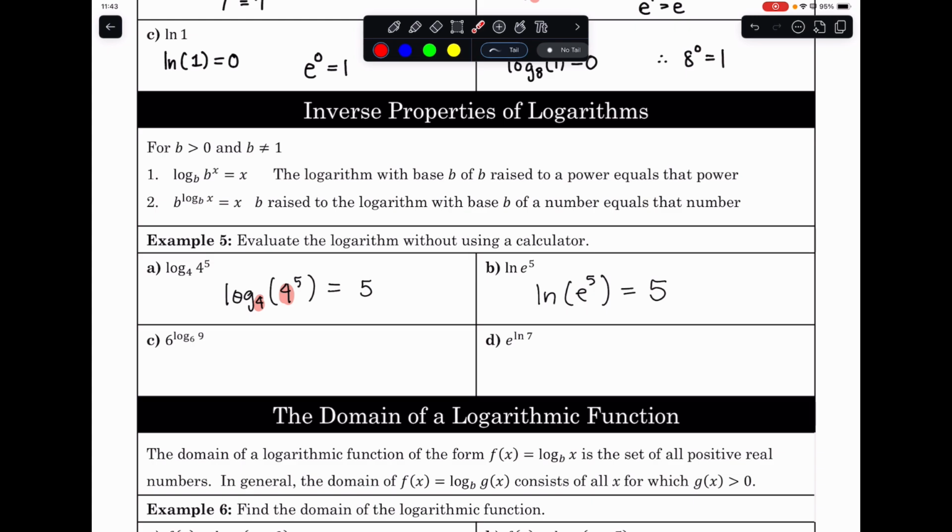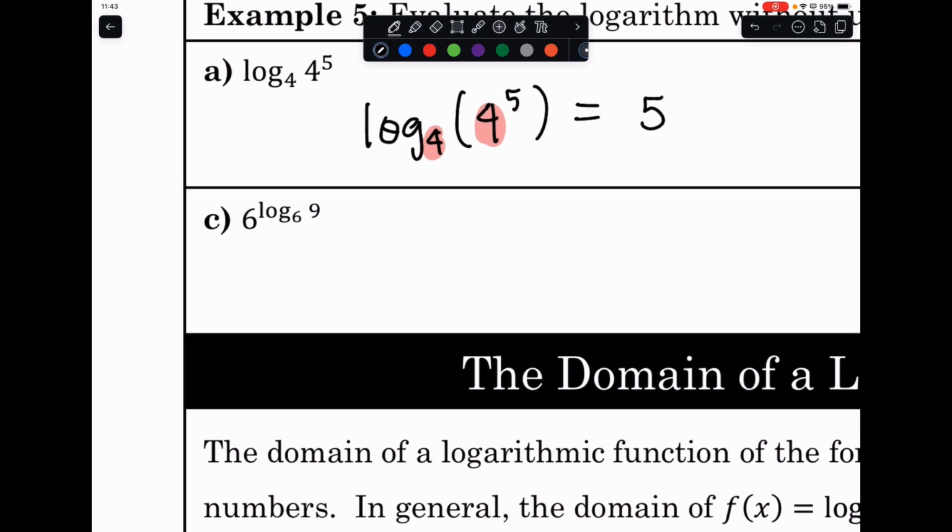Now the second property states that if we have an exponential expression and the exponent to that power is a log with the same base as the base of the power, then those are going to, again, for lack of a better word, cancel out, and the only thing that's going to be left is the value of the log that's in the exponent. So for example, this one right here, let me zoom in on 5c.